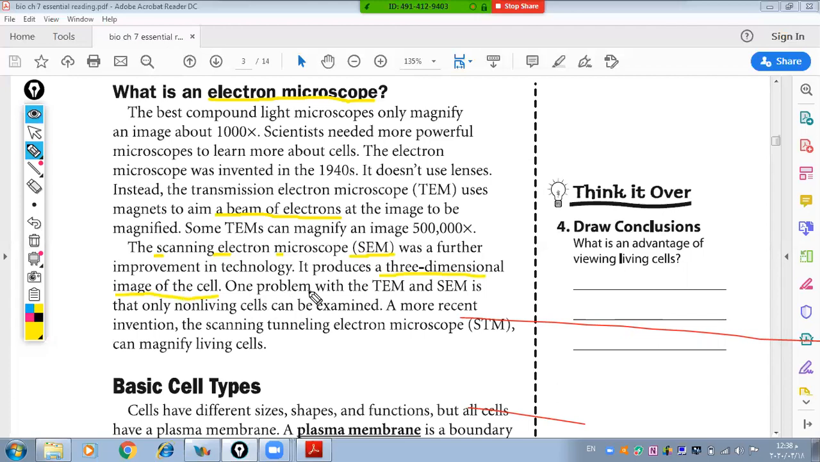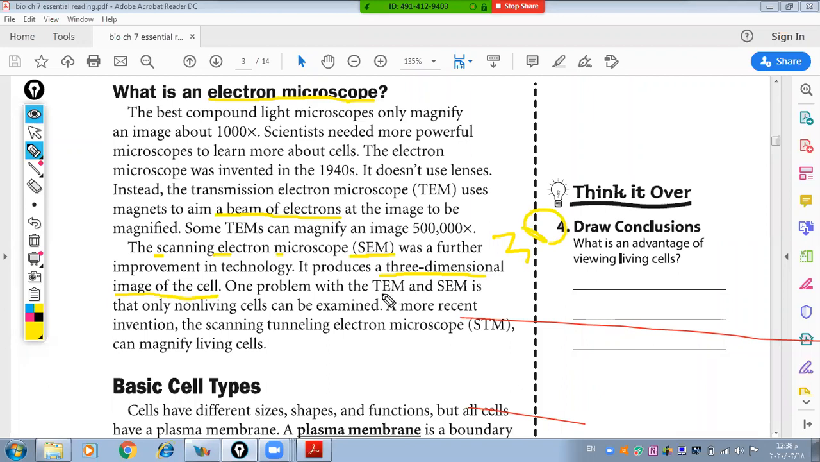Both of them share one thing: the most common between them is that they use a beam of electrons and they can magnify starting from 500,000. But Mister, they can magnify living and non-living, right? Just wait, this is another difference between SEM and TEM and STM. The SEM gives us 3D, a three-dimensional, complete image. But what is one problem with TEM and SEM?